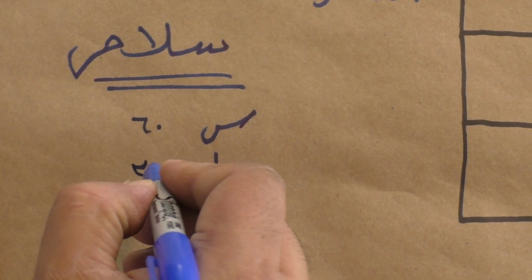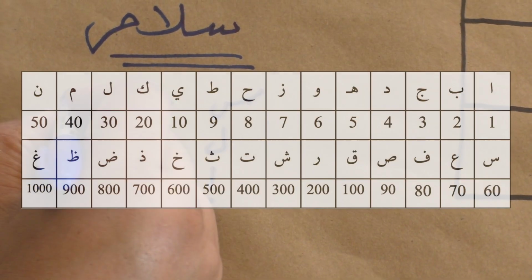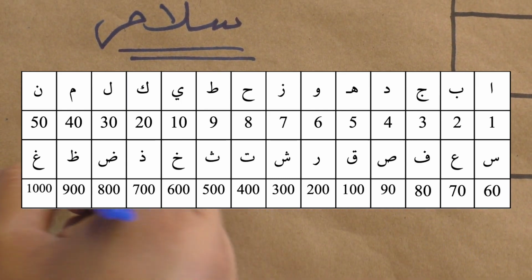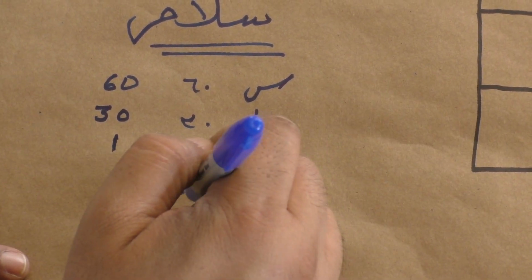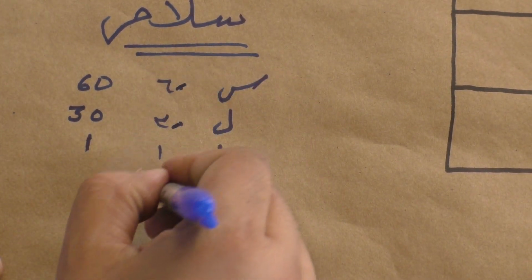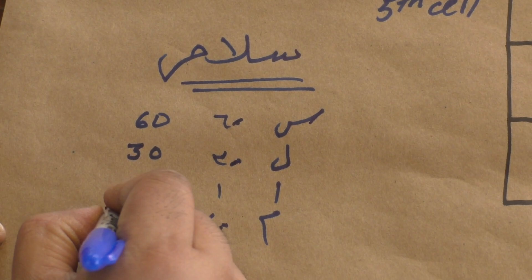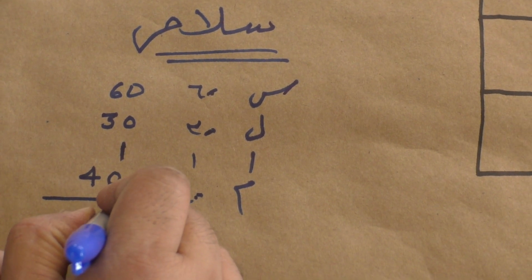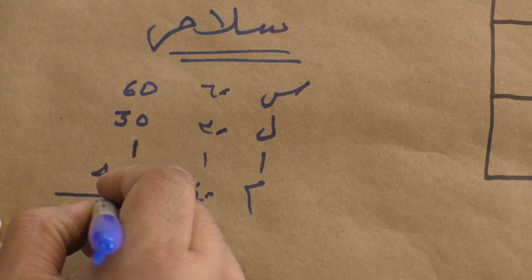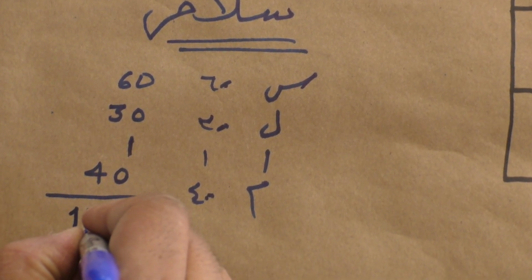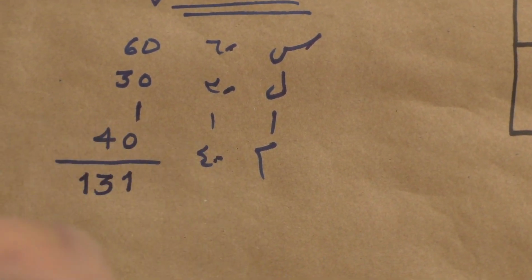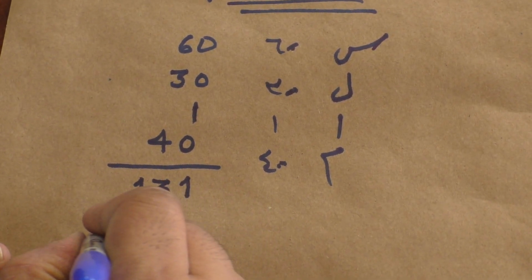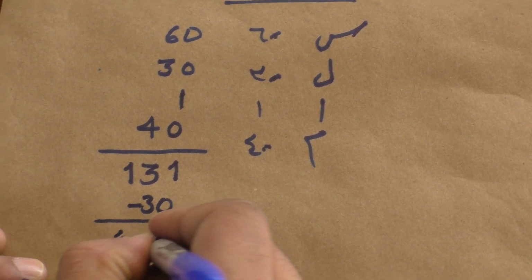So Sin is 60. Lam is 30. Alif is 1. And Mim is 40. Now, if you add all of that up, what do you get? You get a 1 in the ones column. 6 plus 3 is 9, plus 4 is 13. So you get the value of 131. Remember what the subtraction factor is for the 4x4? It is 30. That's easy enough to do. What do you end up with? You end up with 101.